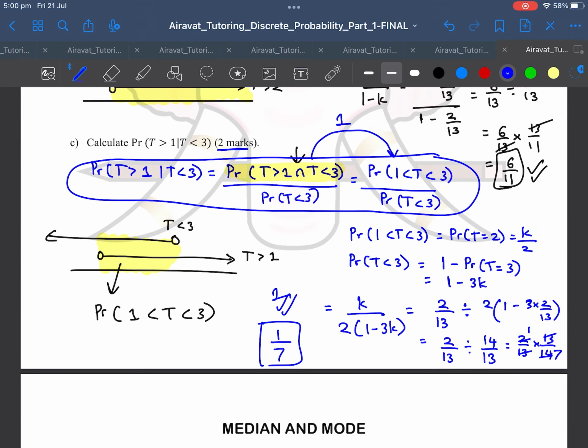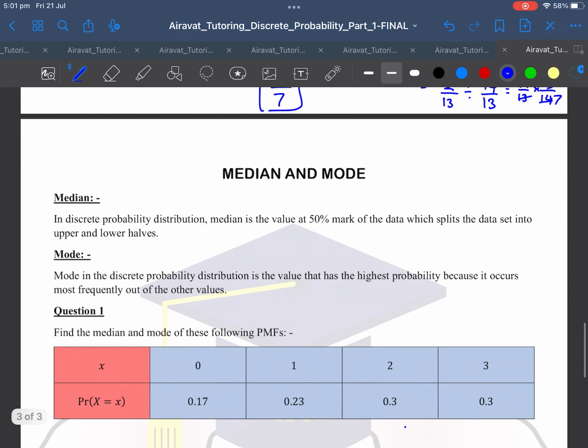Alrighty, let's move on with median and mode. So what exactly is median? Well, it's the same thing that you have been learning from all these years, that median is the 50%. Median is the value at the 50% of the data set. It's nothing different over here as well. And mode is the most repeated number in the data set. Same thing over here, except mode will be the number which has the highest probability. Well, because if it's highest probability, then it's going to be more frequently appearing. So that's the basic gist of what median and mode is.